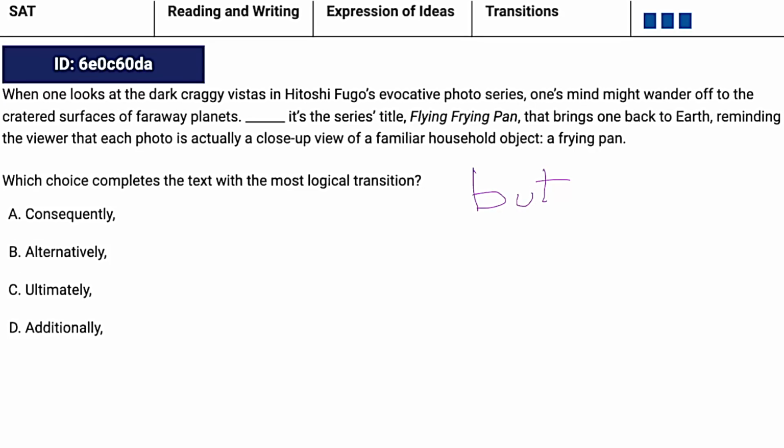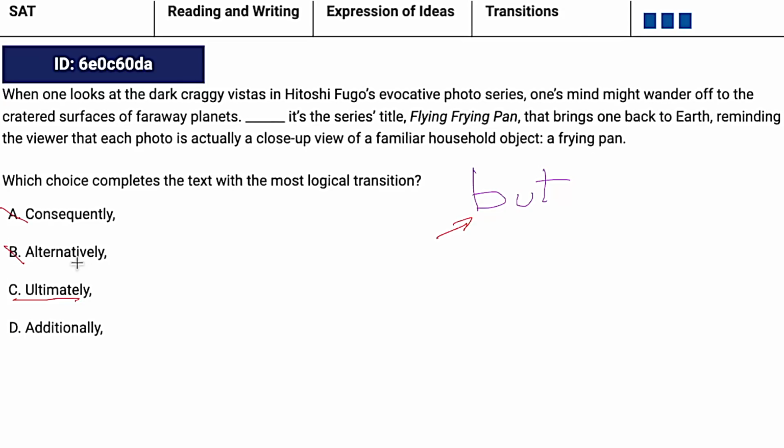Okay, let's go through, and we'll eliminate if we can't use one of these words in a but fashion. Consequently is a cause and effect transition. I ate 6 slices of pizza. Consequently, I was very full. So that's not going to work. Alternatively is giving another option. So something like, we could have pizza tonight. Alternatively, we could get Chinese food. So B's not going to work.